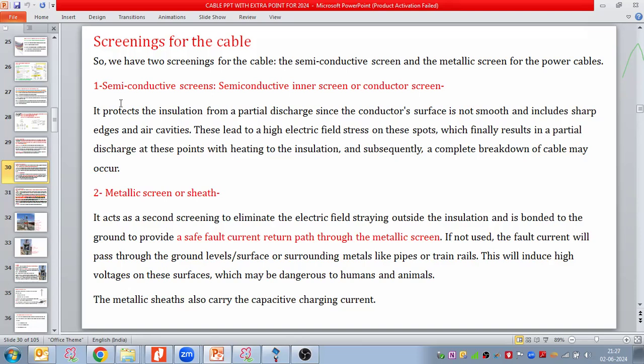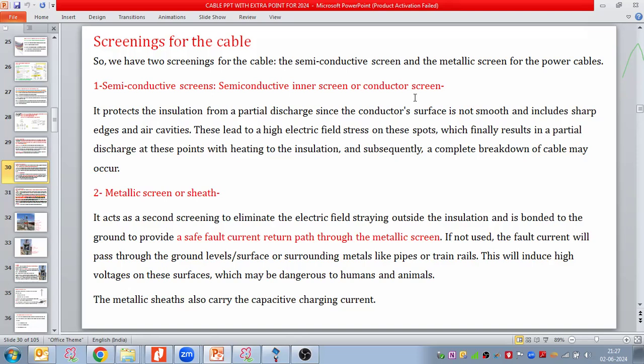Again, same thing. It protects the insulation from partial discharge, since the conductor surface is not smooth and includes sharp edges and air cavities. This leads to high electric field stress on these spots, which finally results in partial discharge, with heating of the insulation, and subsequently a complete breakdown of the cover may occur. So to avoid this, we are putting a screening over the core or conductor of the cable.